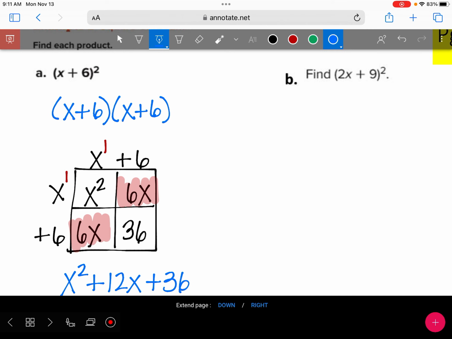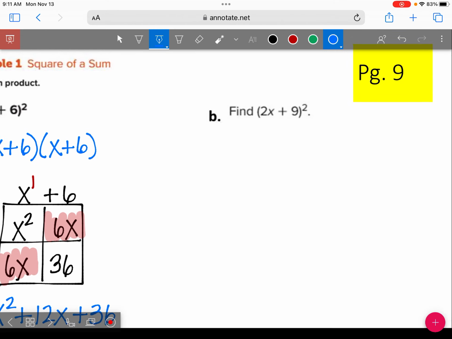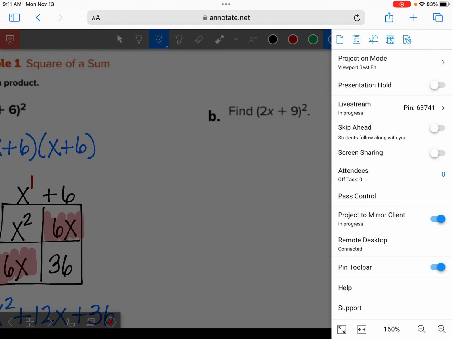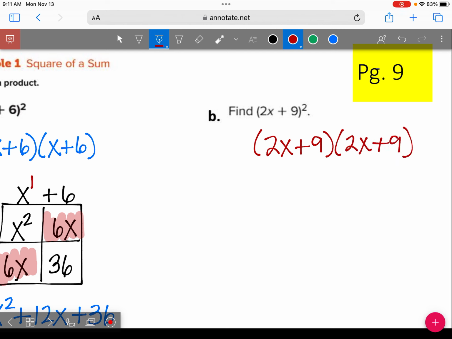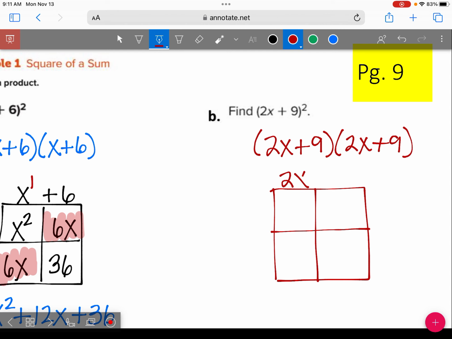All right, let's go ahead and do part B. It's 2x plus 9 squared. So again, that's 2x plus 9 times 2x plus 9. Go ahead, make your box. Fill in all 4 squares. That means 2 of my squares are going to have the same thing.